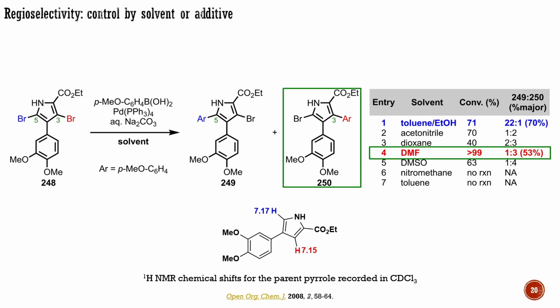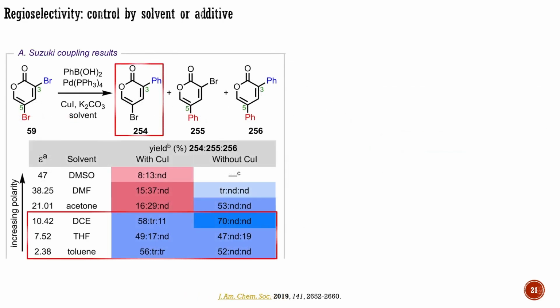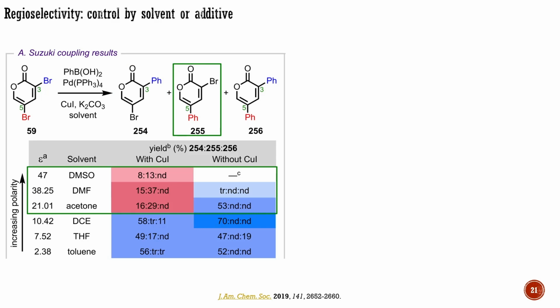Given that oxidative addition is generally favored at the more electron-deficient positions, these NMR studies were in good agreement with the experimentally observed selectivity trends. In a related study on the Suzuki coupling involving 3,5-dibromopyrrone, it was found that in nonpolar solvents, the reaction delivers the C3 coupled product. On the contrary, in more polar solvents, such as DMSO and DMF, and in the presence of copper iodide, the C5 coupled product was generally formed as the major product.